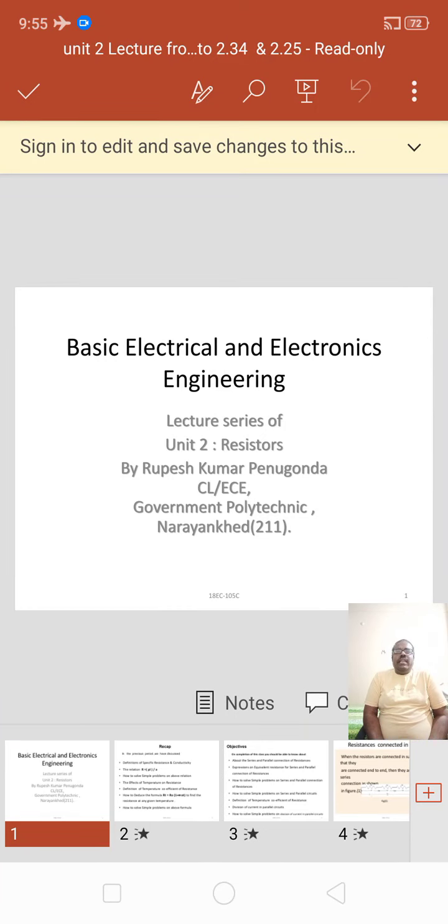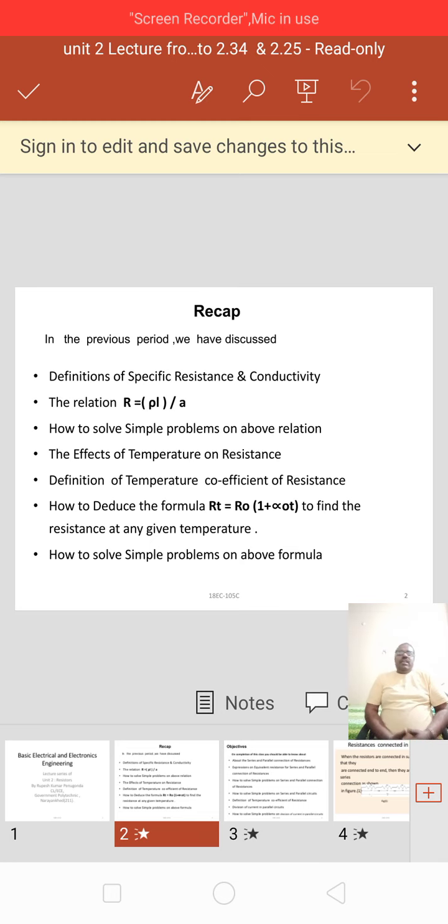Today we will learn about the basic concepts of resistors. We already learned some topics regarding resistors in previous classes also. Today we will learn about different topics, but once again we encapsulate the previous lessons also.